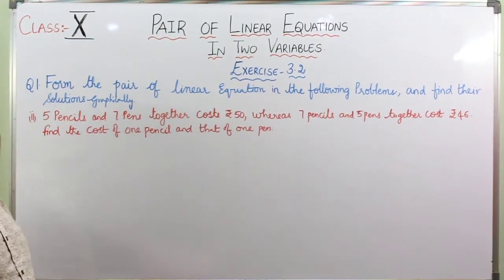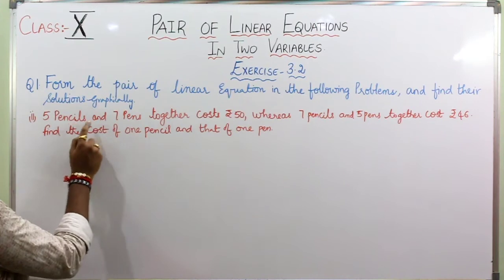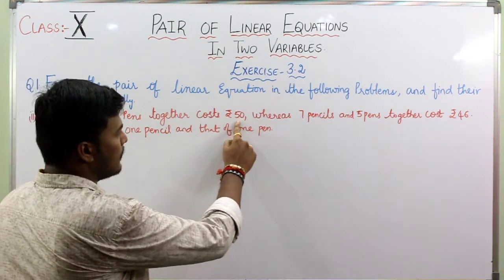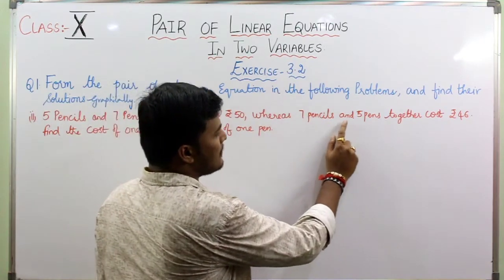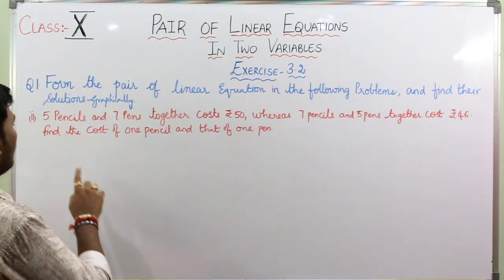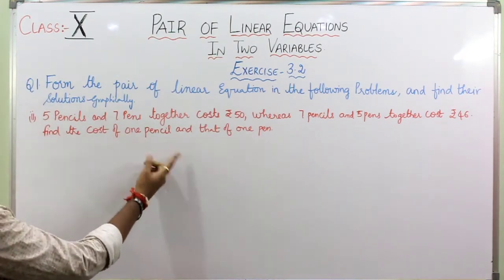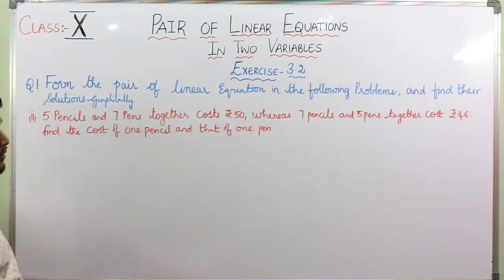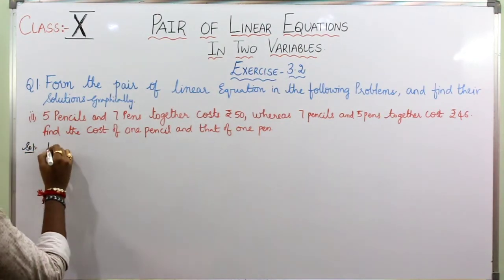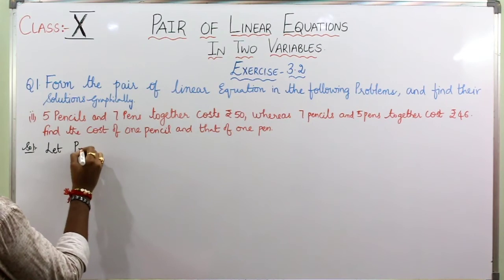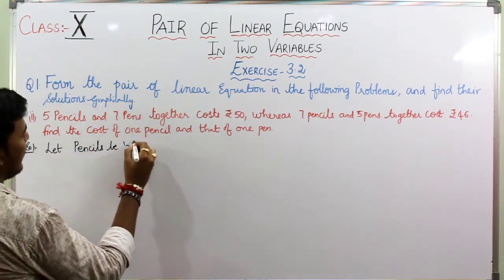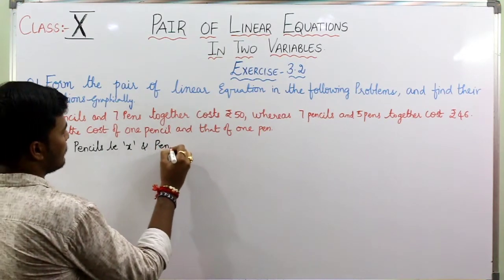Now the second one: 5 pencils and 7 pens together cost rupees 50, whereas 7 pencils and 5 pens together cost rupees 46. Find the cost of 1 pencil and that of 1 pen. So here, first we have to find out two variables. Let pencils be x and pens be y.